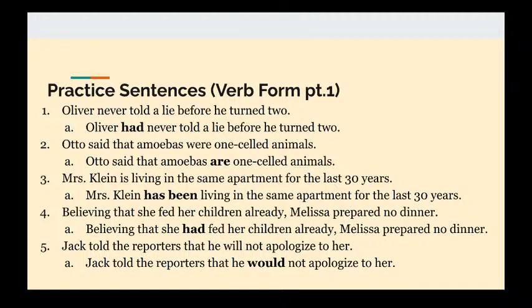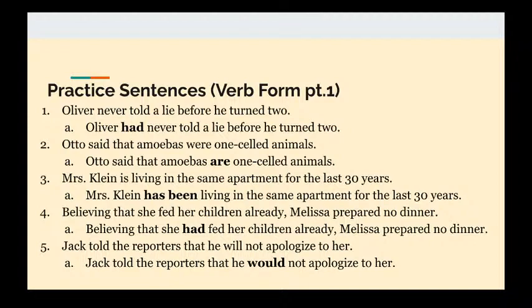We can confirm, or we can just all agree, that amoebas to this day are one-celled animals. Nothing has changed. If it's saying something is a mammal and it still is a mammal, or a general truth, or really any fact that still remains true, then you would use the present tense. So instead of were, you would have are, and the sentence would read, Otto said that amoebas are one-celled animals.